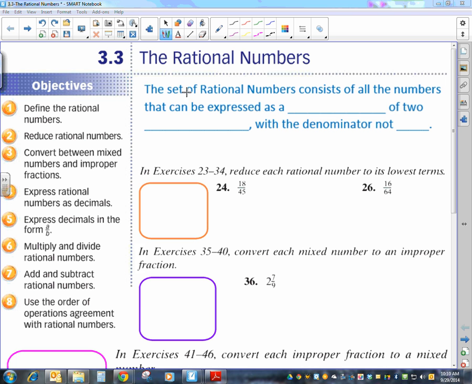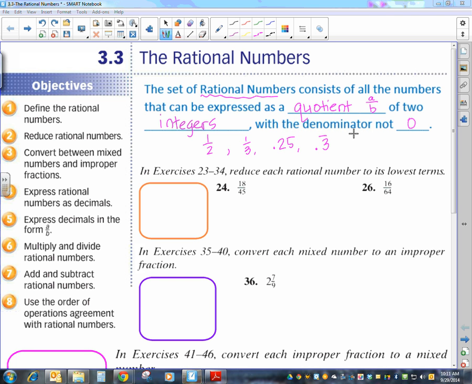But first of all, you do need to know what the set of rational numbers are. They consist of all the numbers that can be expressed as a quotient of two integers where the denominator is not zero. That quotient often in books is written like that, a over b. So it includes numbers like one half, it could be one third, it could be a decimal that terminates, because that can be written as a fraction. It could be a decimal that repeats.